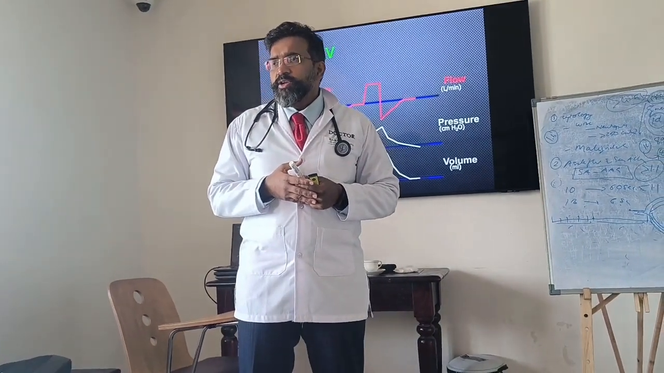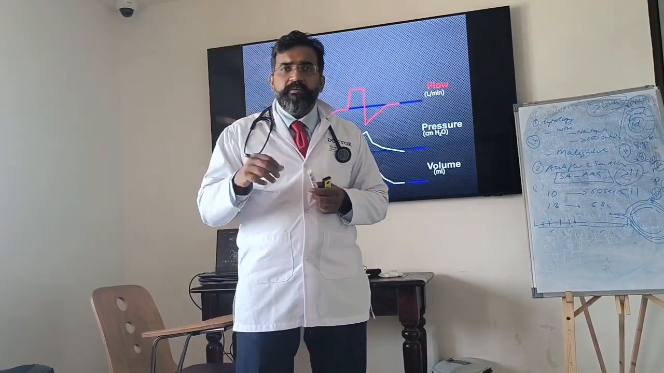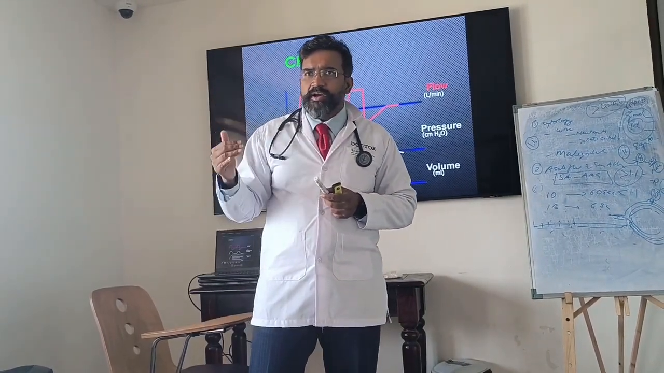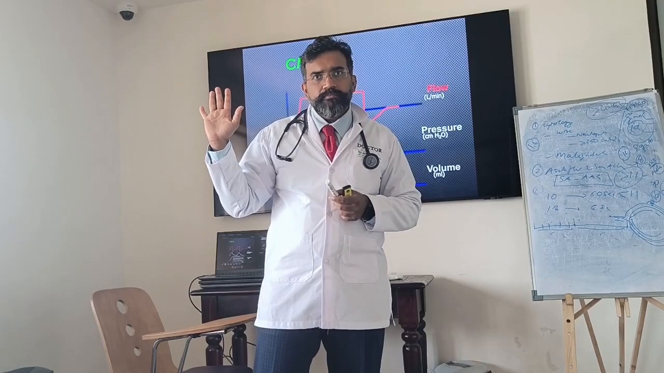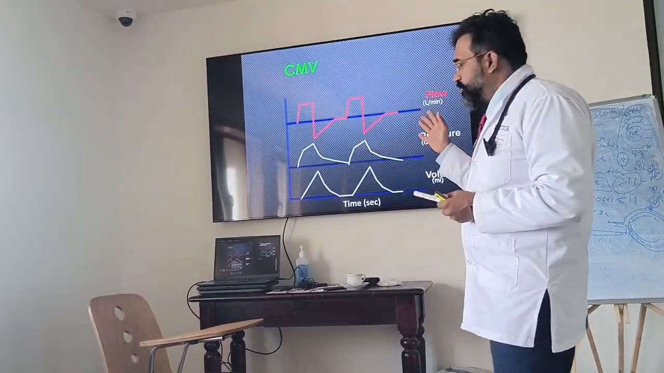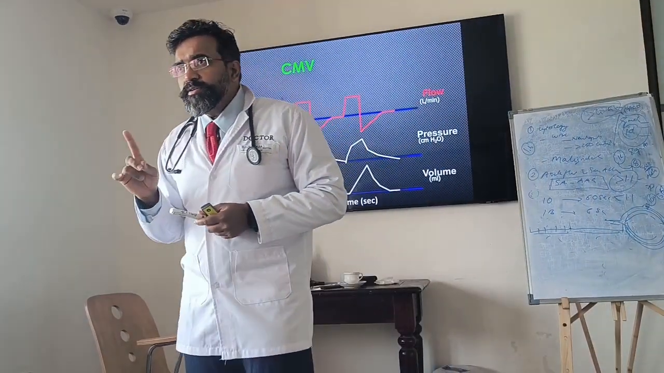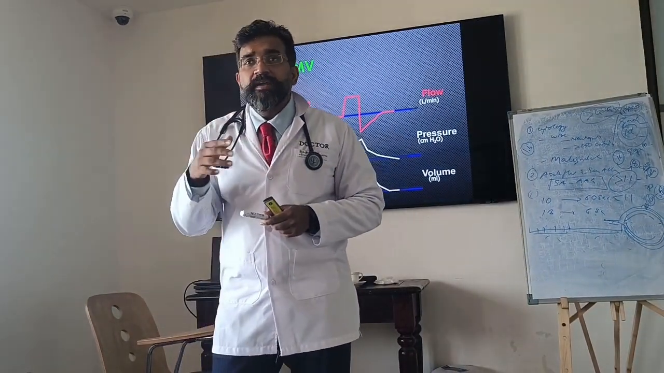Clear? So now we have 2 triggers: machine trigger and patient trigger. Patient trigger can be flow trigger or pressure trigger. Clear till now? So that is a trigger. You understood trigger now. Now the next thing is limit.